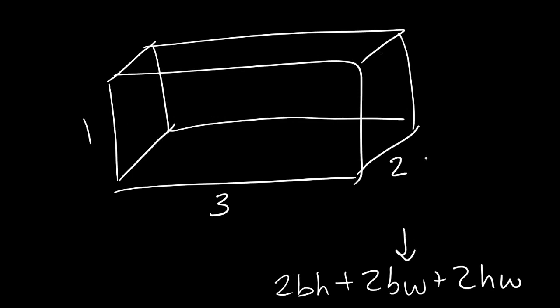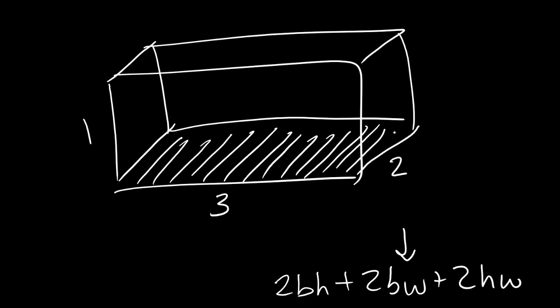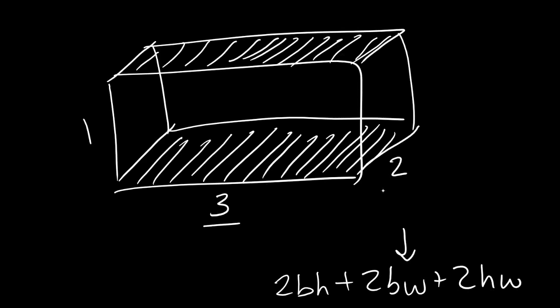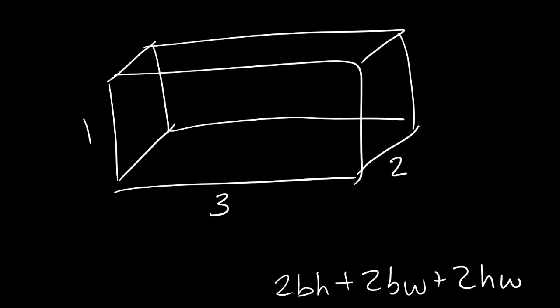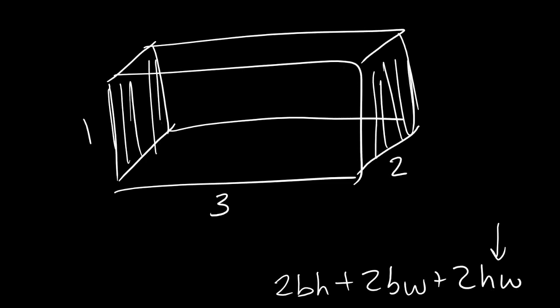Now about the base times the width. Oh, wait, no, that's not this side. This side here, and this top side is the base times the width. And there are two faces there like that, so we need to multiply that by 2. Now about the height times the width. The height times the width gives us this. And again, there are 2, which is why we need to multiply it by 2.